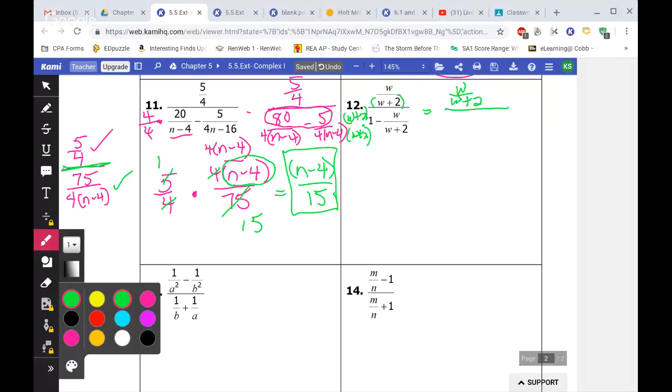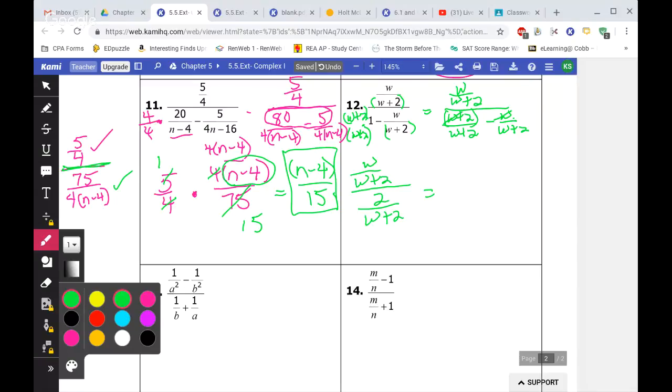Because 1 is really 1 over 1. So now we have w plus 2 minus w over w plus 2. So w minus w, that would cancel out. Here's my numerator. W minus w cancels, and it leaves me with a 2 over w plus 2.